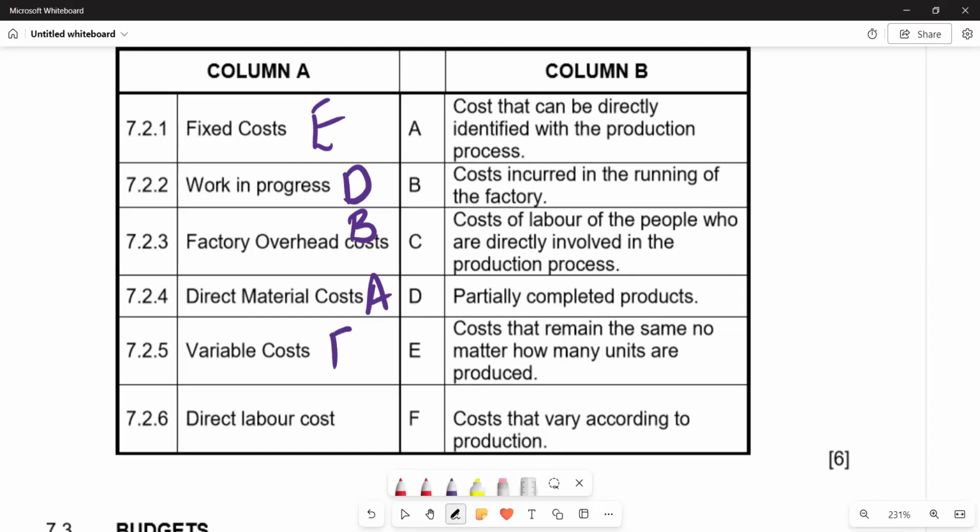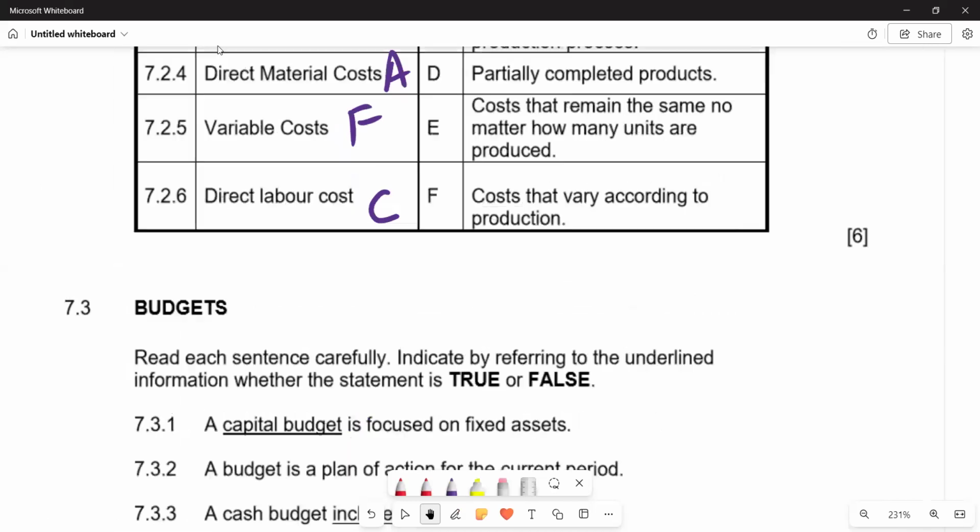We've got F here. Then direct labor costs, 7.2.6. You would see that if you go to C, cost of labor of the people who are directly involved in the production process. So this is exactly what we mean by direct labor costs. So we've got C, yes, our correct answer. So this is what we have in terms of the second part of the question.